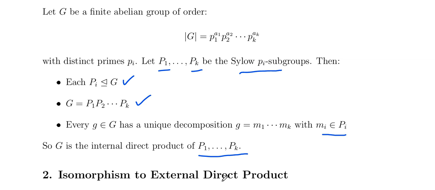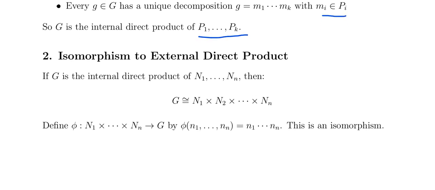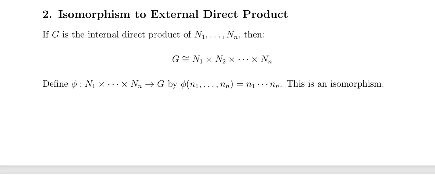So this is an example: G is a finite abelian group, and isomorphic to the external direct product. So G is the internal direct product of N1, N2, Nn. Then G is isomorphic to N1 cross N2 cross Nn. That is, when you define the function phi from the Cartesian product of N1 to Nn to G, phi of (n1, n2, nn) equals n1 into n2 into nn, this is an isomorphism.